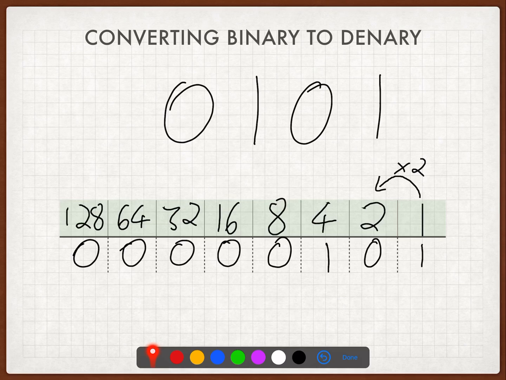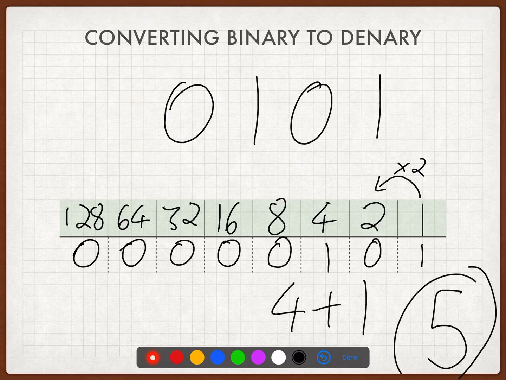So now that you can see we put it in the table, what we know is we have one lot of 4, no lots of 2, and one lot of 1. Quite simply, we say we've got 4, and we add that to 1. So now we know that 0101 must be 5. If we convert this binary number into denary, 0101 is clearly 5.